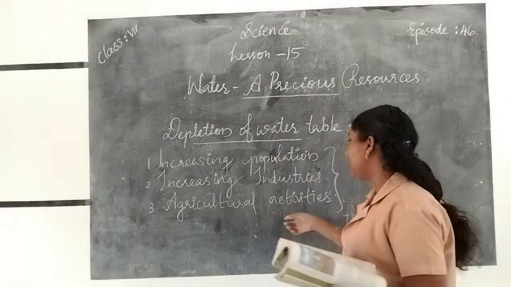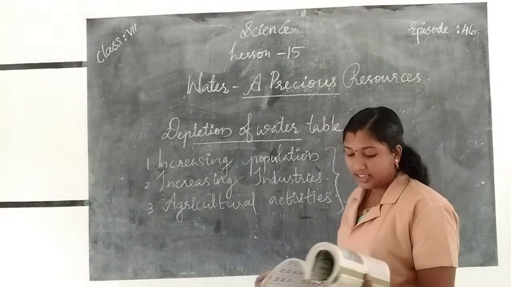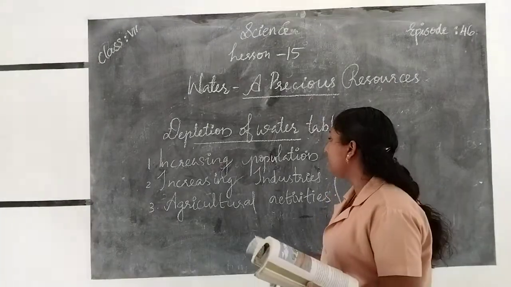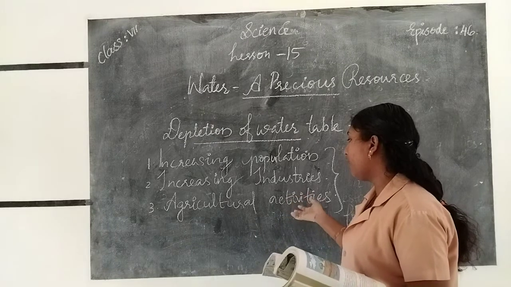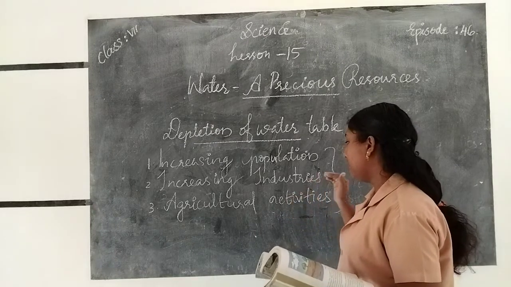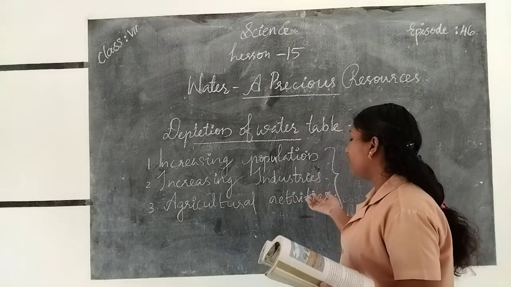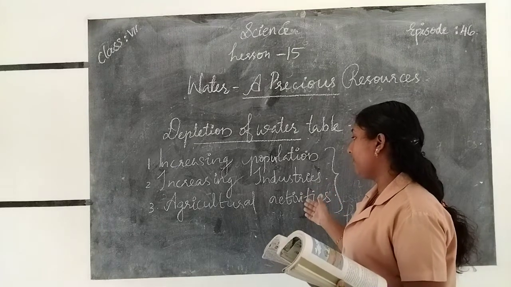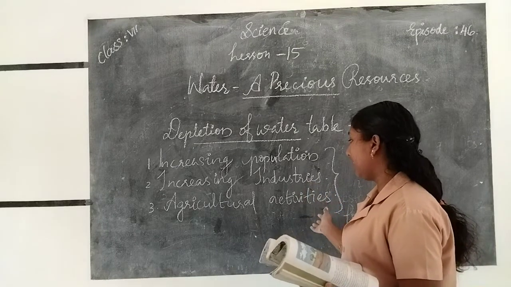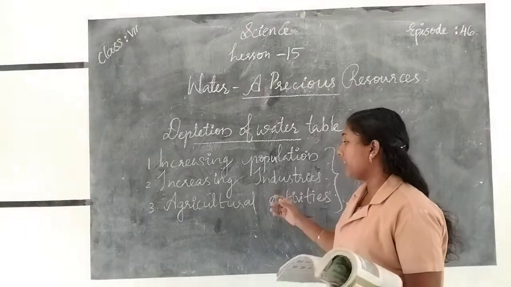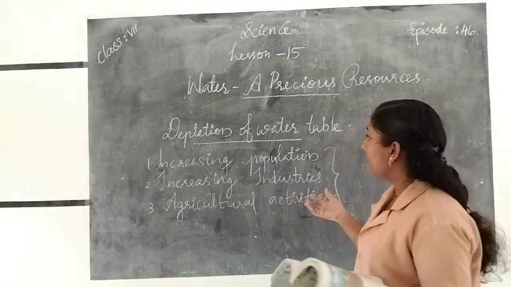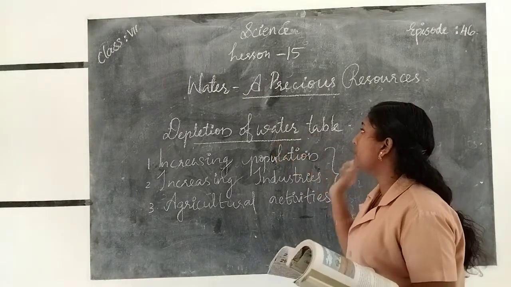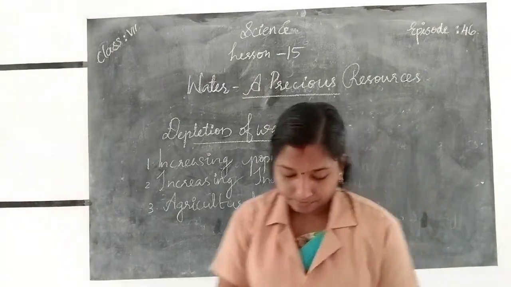Next one, agricultural activities. That means in some places there is lack of water. That is, there is a lack of canals for irrigation in the field of agriculture. So at that time, the agricultural farmers use groundwater. So that is also one of the reasons for the depletion of the water table.